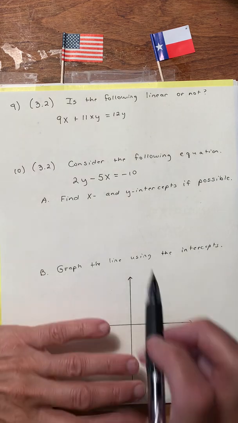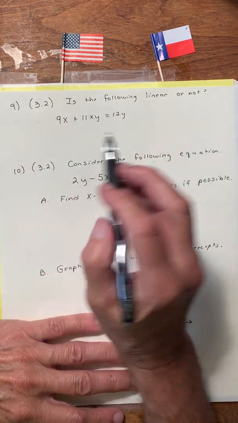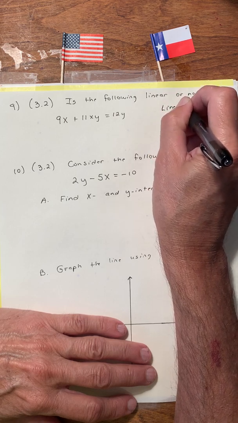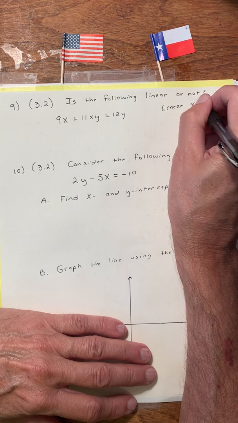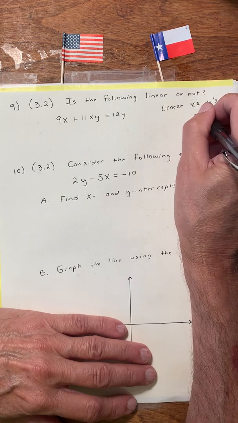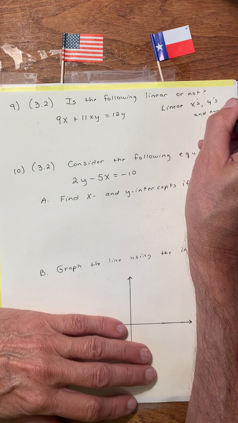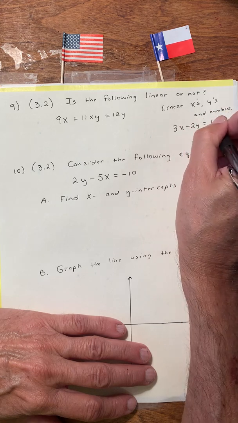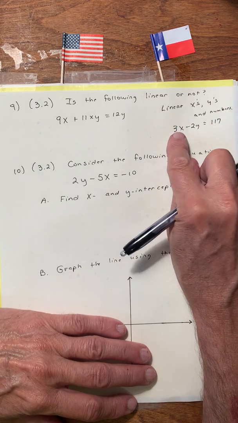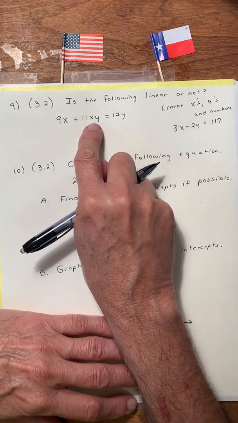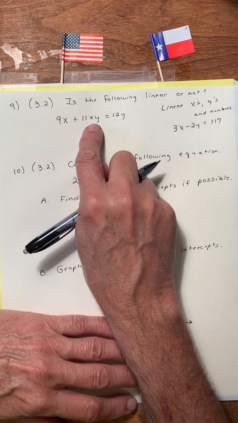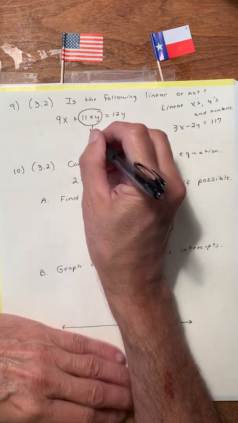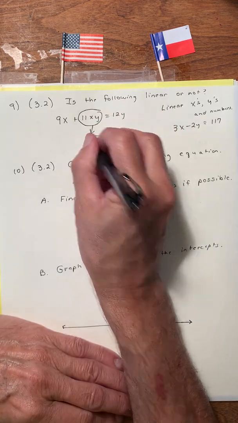So far, so good. All right, is the following linear or not? Linear equations have x's, y's, and numbers. Something like 3x minus 2y equals 117. X's, y's, numbers. They do not have things like x squareds, square roots of x's, xy's. This is my problem that makes me answer no. This is not a linear equation.